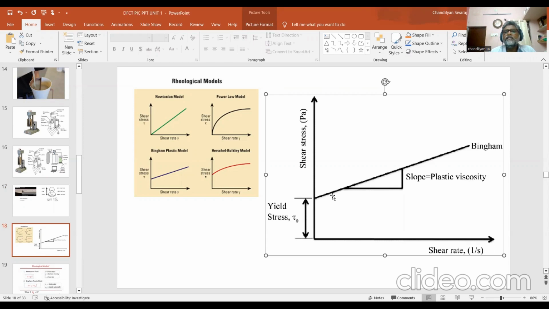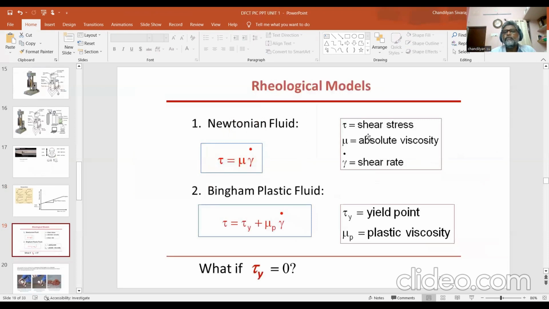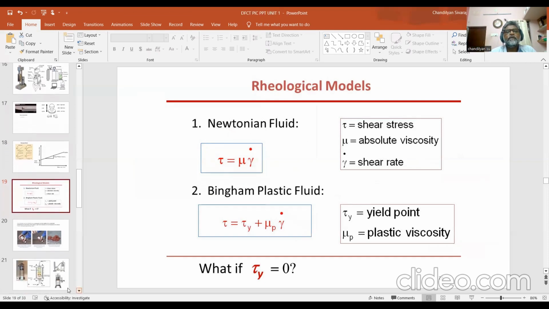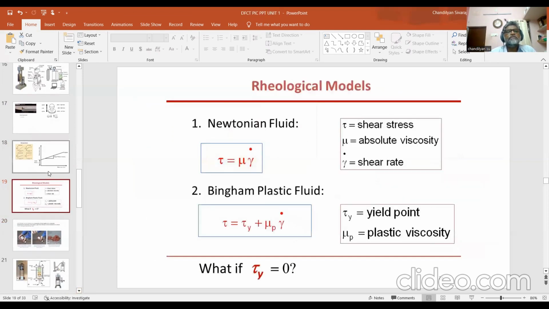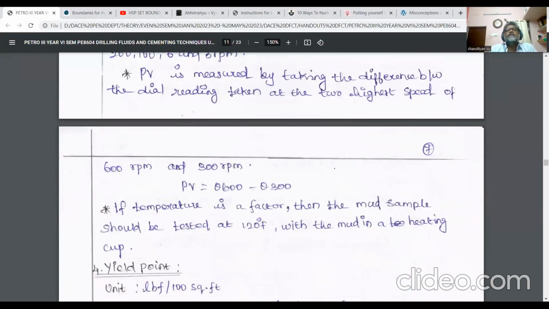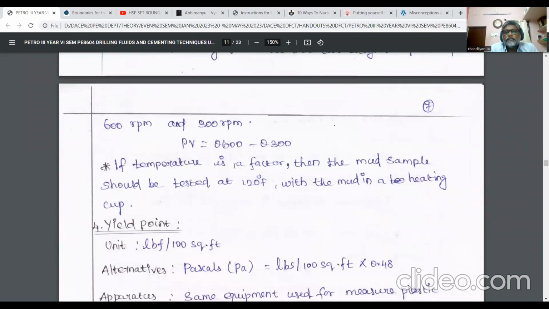In the slide here, this is the intercept. If you look at the equations, for the Newtonian fluid, shear stress to shear rate gives the absolute viscosity. For the Bingham plastic fluid, we have the yield point here, that is the intercept, and the slope is the plastic viscosity. To know more about plastic viscosity and yield point, let's get into the handouts.